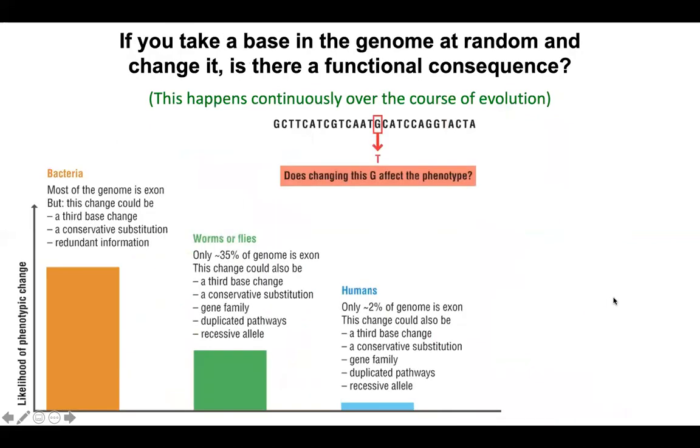Also, we can turn the same type of information and ask a different question. If you take any base in the genome at random and change it, is there a functional consequence? So in our case, we take our same exact G and ask, if we change this G, does this affect the phenotype? And the answer will again differ by the type of organism. If most of the genome is exon, as in bacteria, there's a good chance that it may actually cause a change in phenotype.